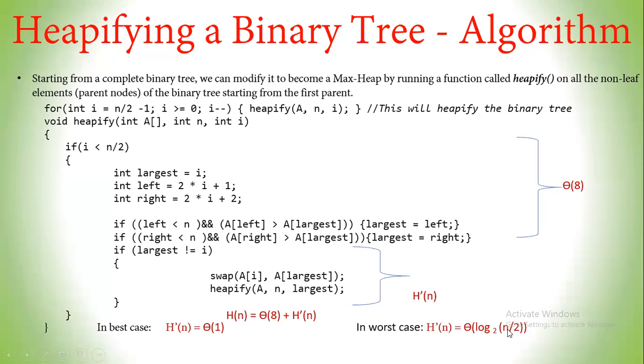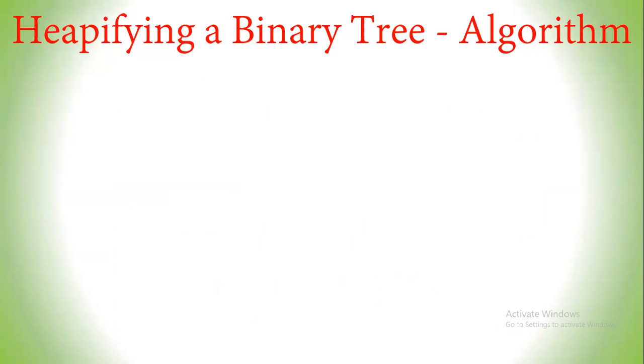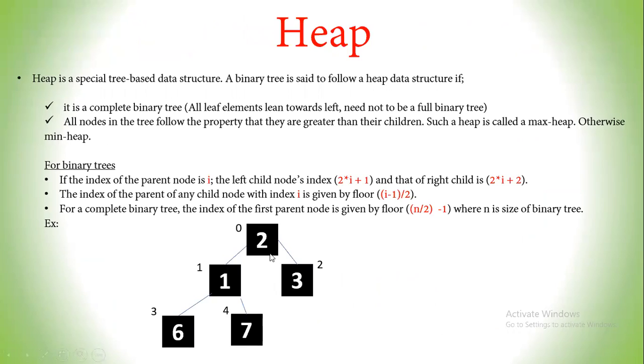Why does it have log 2 n by 2? I'll explain it using the previous binary tree, this one. Assume that we call heapify for this node, and we will come to this left child. That means the largest is equal to the left child.